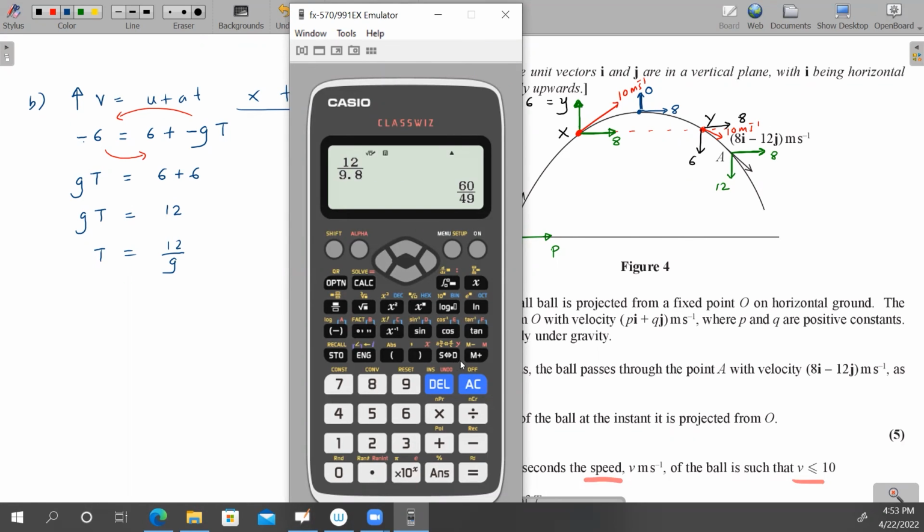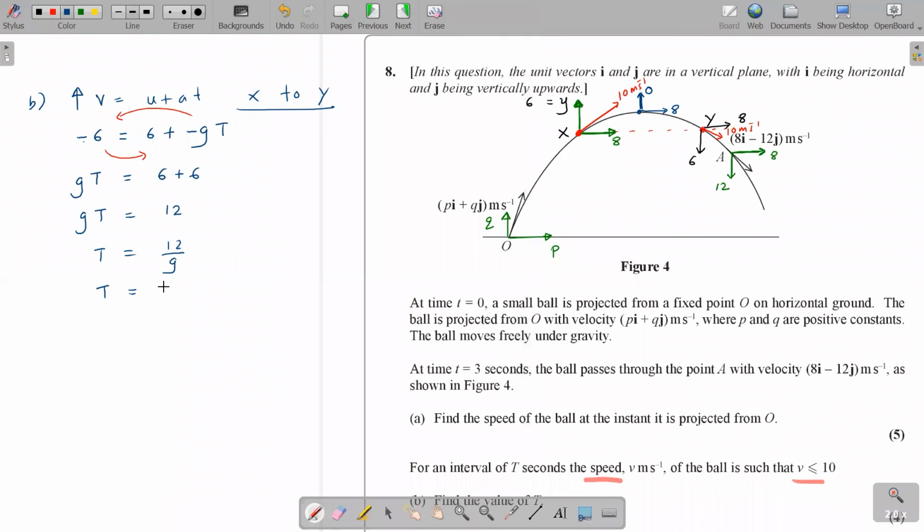9.8. In mechanics, G is 9.8, and you can see 60 over 49, which is 1.2244. So you can see this big answer. When you use G as 9.8, you must keep your answers to 3 significant figures or 2 significant figures. I'll keep it to 3, 1.22 or even 1.2 is correct. So your answer T equals 1.22 seconds. Is this clear? This is the answer for part B.